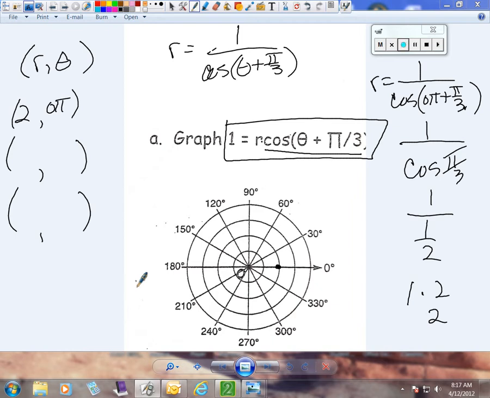Now another value you can use. Let's see if this works. Yeah. Let's use 2 pi over 3. Now why did I choose that?